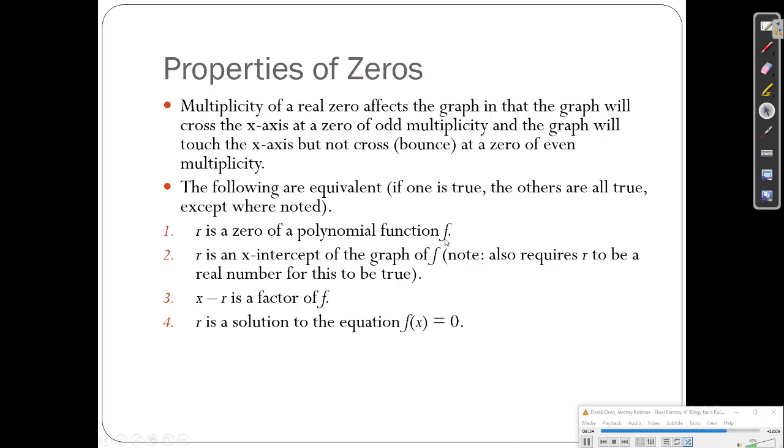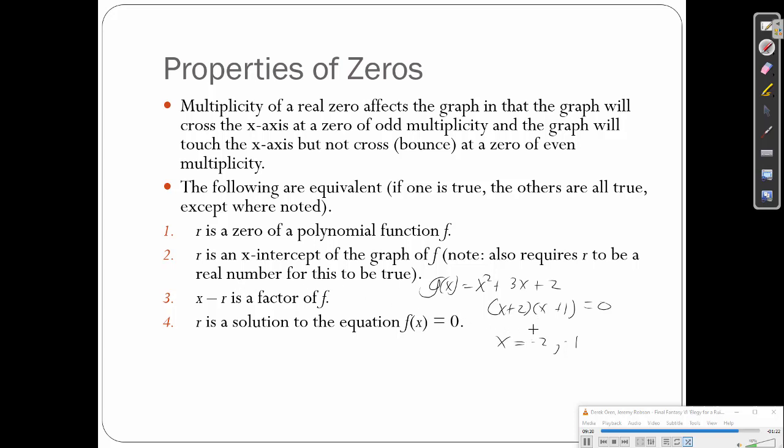If you have a 0, then if it's a real number, that's an x-intercept. We already talked about that. But this is a new one: x minus r has to be a factor of f. And that's really the one we're going to use a lot. So, for example, x squared plus 3x plus 2. If you find its zeros, that's (x plus 2)(x plus 1), so x equals negative 2 and negative 1.